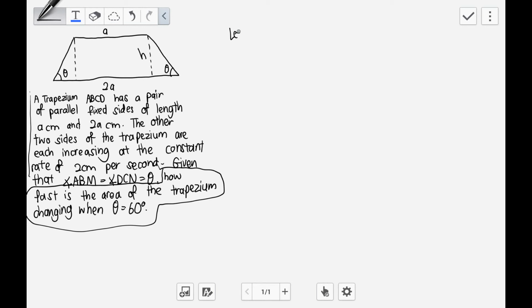So let A be the area of the trapezium. We write down the question in mathematical format. So what does it mean? The area of the trapezium is changing. How fast is the area changing? How fast means the rate of change of area.